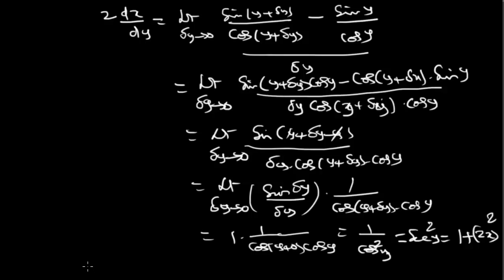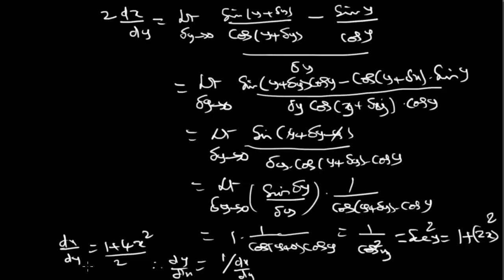So therefore dx by dy is equal to 1 plus 4x squared by 2, or therefore dy by dx is equal to 1 by dx by dy, and that is 2 divided by 1 plus 4x squared. Later on you will see in composite functions, if you differentiate tan inverse 2x, you get 1 by 1 plus 2x whole squared multiplied by the differentiation of 2x as 2.